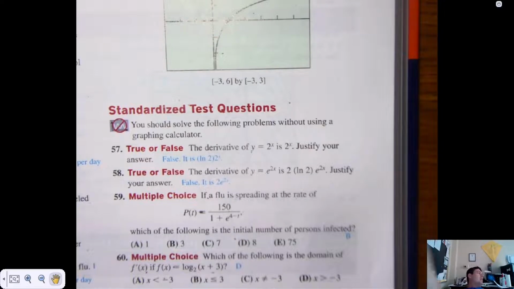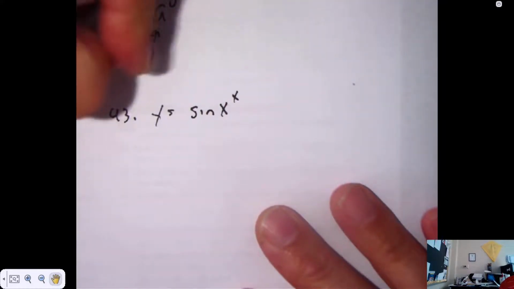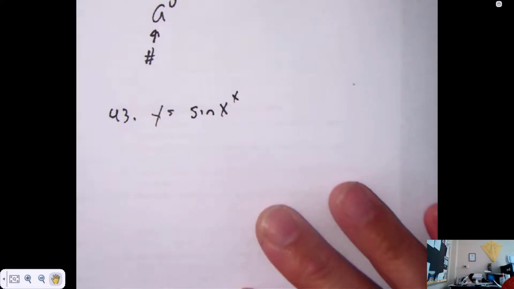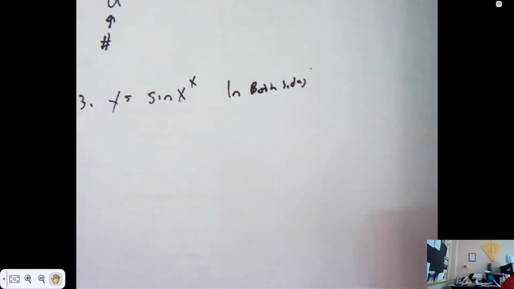That's called logarithmic differentiation. 43 is y equals sine of x to the x. Now, when you talk about a to the u, a is a number. You can't do a to the u here. A is a number. That's why you don't use it for that. And there's a reason they're calling it logarithmic differentiation, because what you're going to do is ln both sides. If something says logarithmic, natural log it.